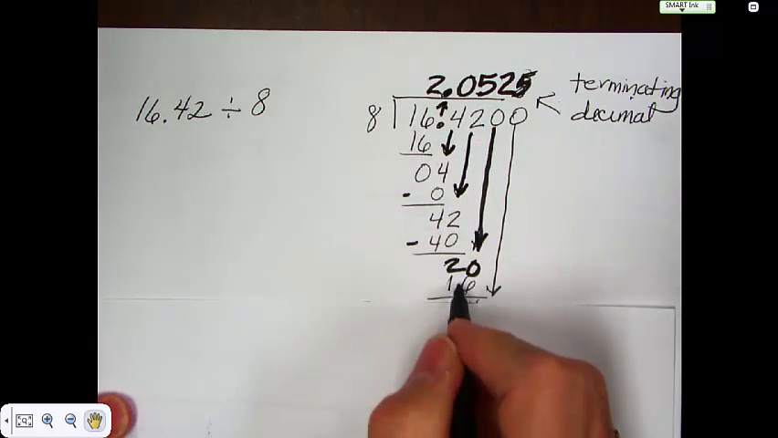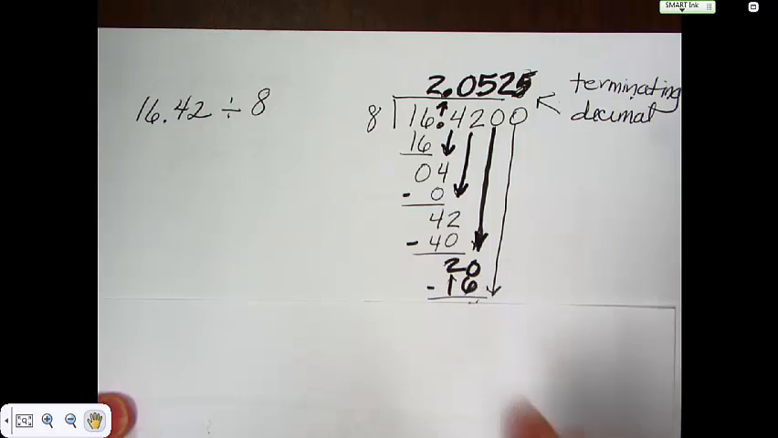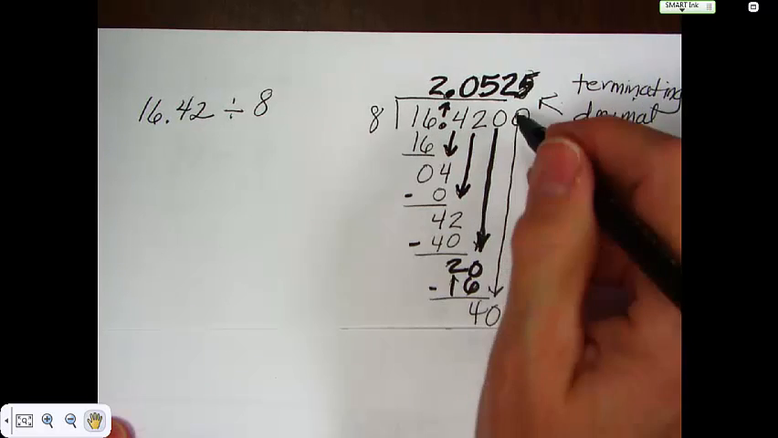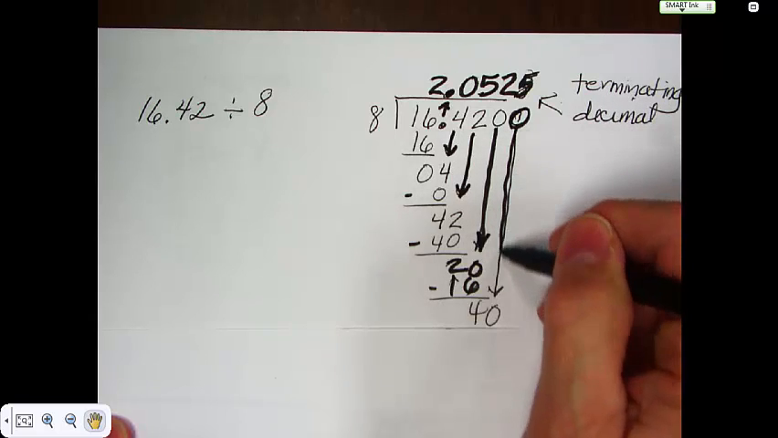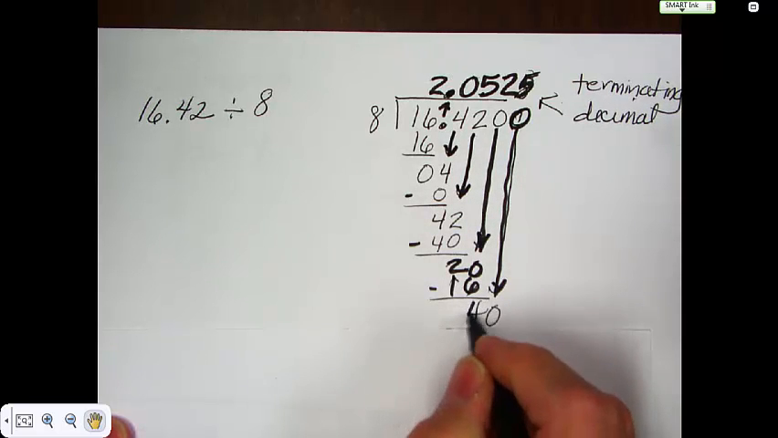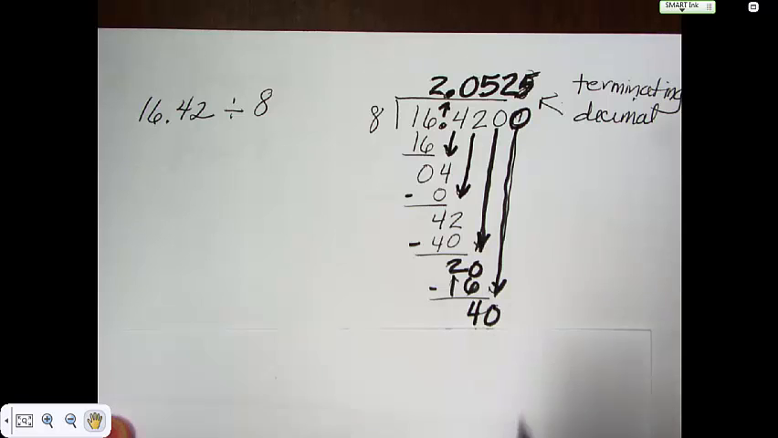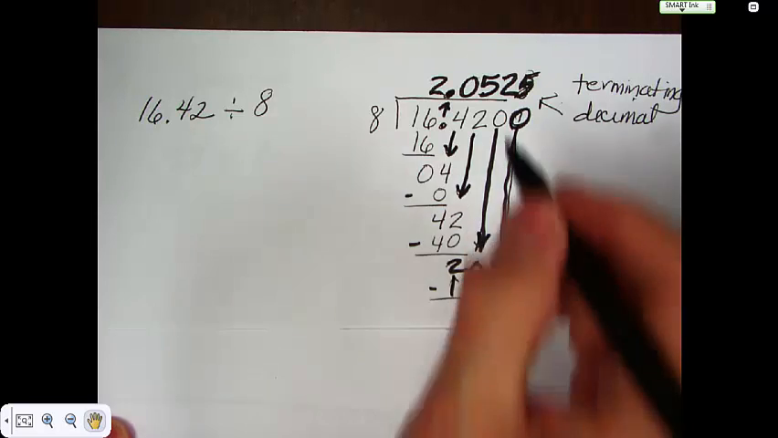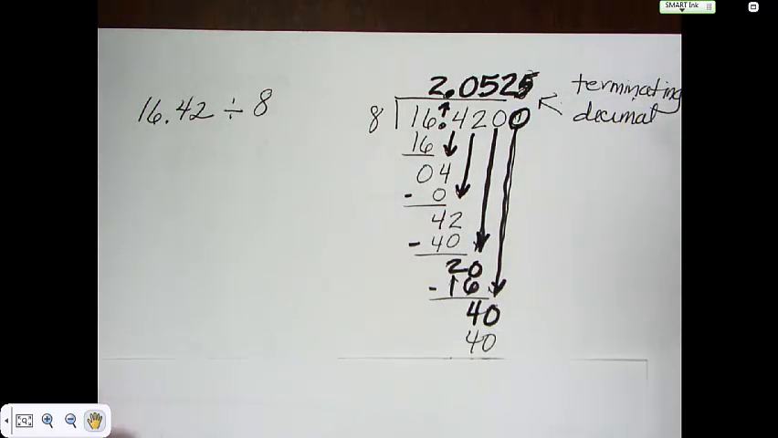And we have 16 here. Subtract, we end up with 4. We have another 0 up here, so we bring it down. We can add as many zeros up above as we want to until we finally get done or we decide that it's repeating. So 8 goes into 45 times. We write a 5 up above.